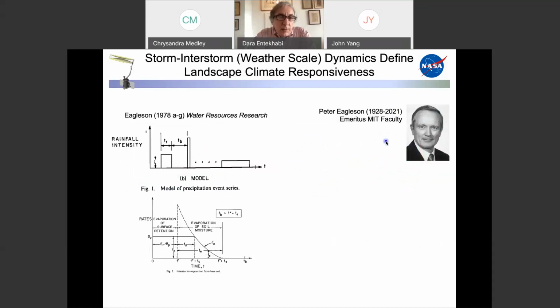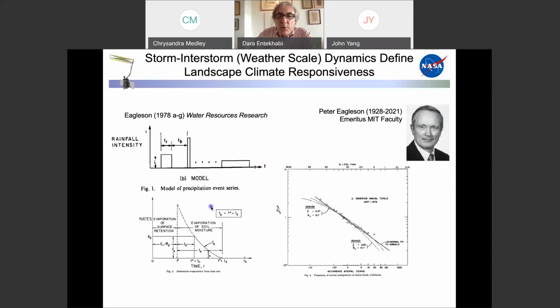Now, this problem is inspired by the work of Peter Eagleson, who was an emeritus faculty at MIT, passed away just earlier this year, in a remarkable series of 7 papers in Water Resources Research. He showed that if you know the statistics of storms, arrival times as a Poisson process, intensity and duration, and you know what's happening at the weather scale during one dry down, during just an interstorm period, you can, combining these two, derive the interannual variability of the water on the landscape, the yield in this case.